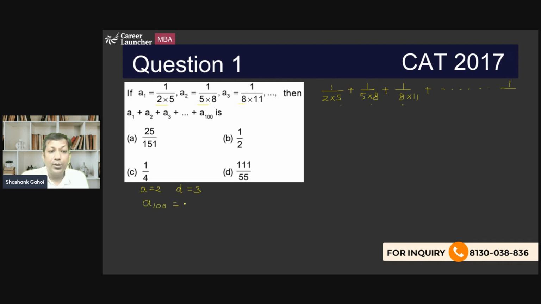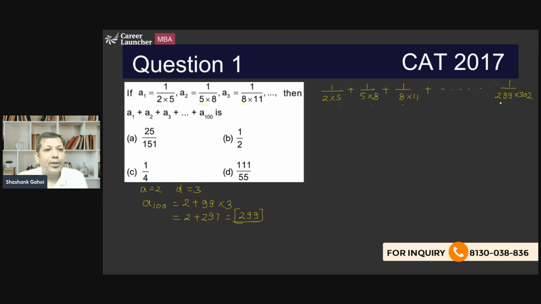So a100 is equal to a plus (n minus 1), that is 99, into d. What is the value of d? That is 3. So this comes out to be 2 plus 297, which is 299. So my final value is 299. And this is what we are going to get, right? So the last term is going to be 299 into 301 plus... 302, because there is a difference of 3, right?